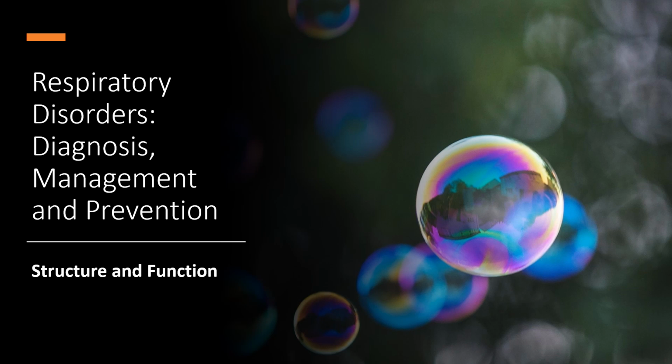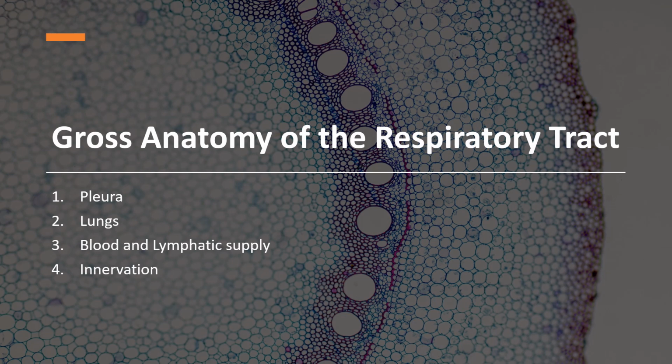Today, we'll continue our discussion on respiratory disorders, diagnosis, management, and prevention. We will have a short review of the anatomy and physiology of the respiratory tract. Let's now discuss the gross anatomy of the respiratory tract. They include 1. The pleura, 2. The lungs, 3. The blood and lymphatic supply, and lastly, the innervation.